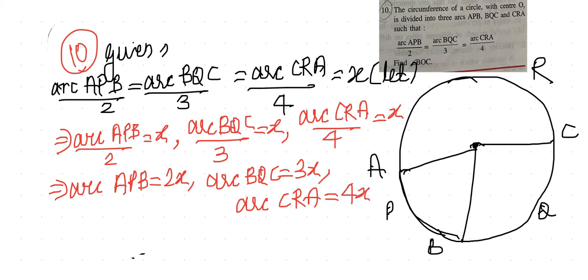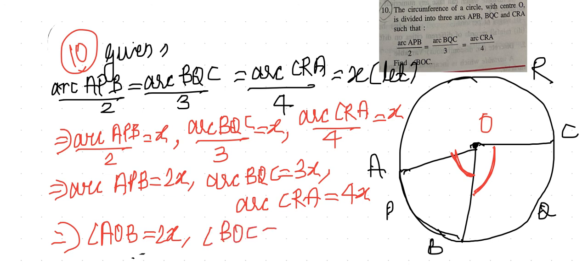Now children, you have already studied that if the arcs are in ratio, then the corresponding angles subtended by those particular arcs are also going to be in ratio. So this implies arc APB is subtending which angle, children? This angle. So this angle is actually AOB. So write down, this implies AOB is equal to 2X. And arc BQC is subtending which angle, children? This. So write down that angle BOC is equal to 3X. And arc CRA is subtending which angle, children? Angle AOC is equal to 4X. So this is what you are getting.